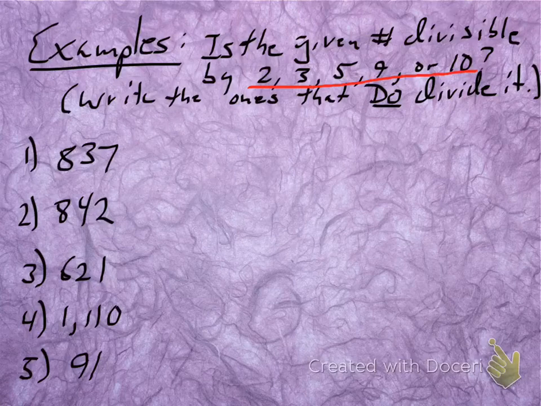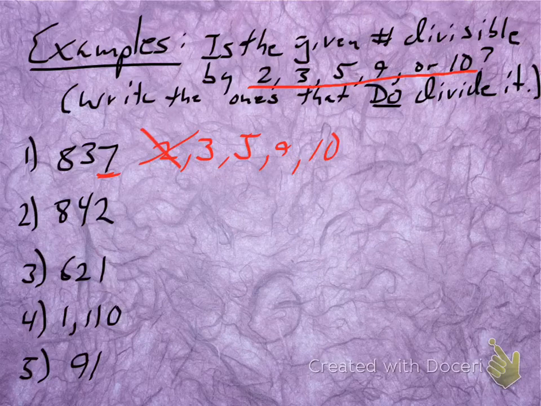And I'll do the first one for you. So let's look at 837. We look at the last digit, which is a 7, and we're going to test it for 2, 3, 5, 9, and 10. Well, it's an odd number, so 2 doesn't work. It doesn't end in a 0 or 5, so 5 doesn't work, and it didn't end in a 0, so 10 didn't work. So to test the 3 and the 9 rule, what do I have to do? I have to add up the digits. So what does 8 plus 3 plus 7 equal?